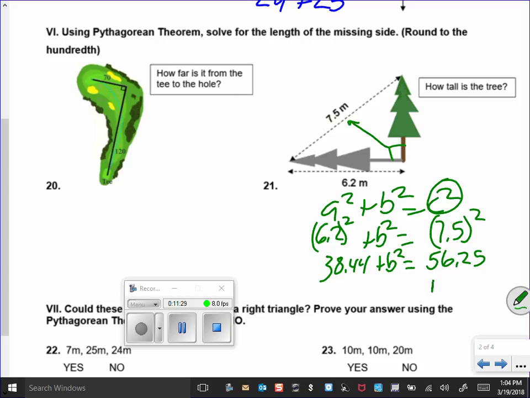And that's going to give you 17.81. Now, we are not done because we have only found b squared, but we want b, so we will square each side, and we will see that b is equal to 4.22, because they want to round to the nearest hundredth.